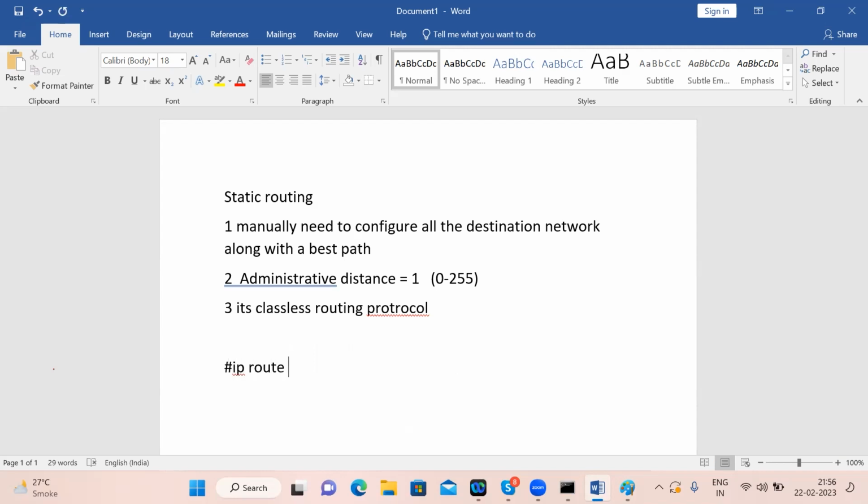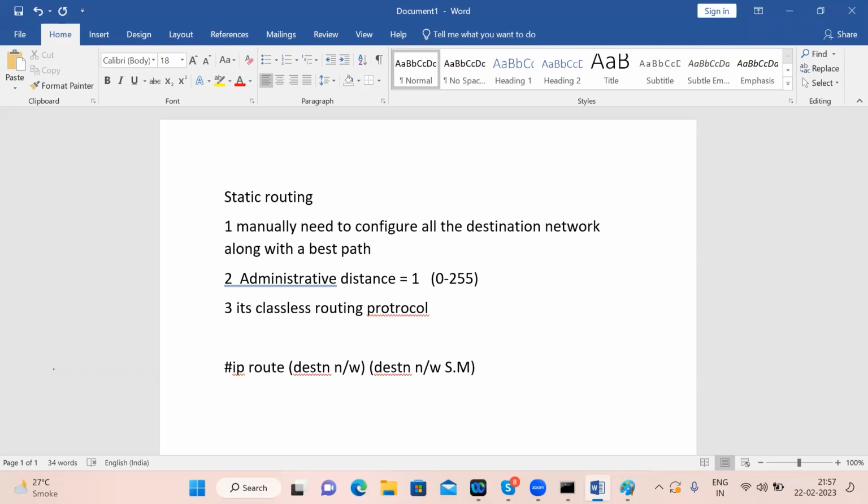IP route. Then you have to define the destination network IP address. Not a single IP address, but the destination network, which will consist of all the IP addresses. So: IP route, destination network, then subnet mask. The subnet mask is the destination network's subnet mask.